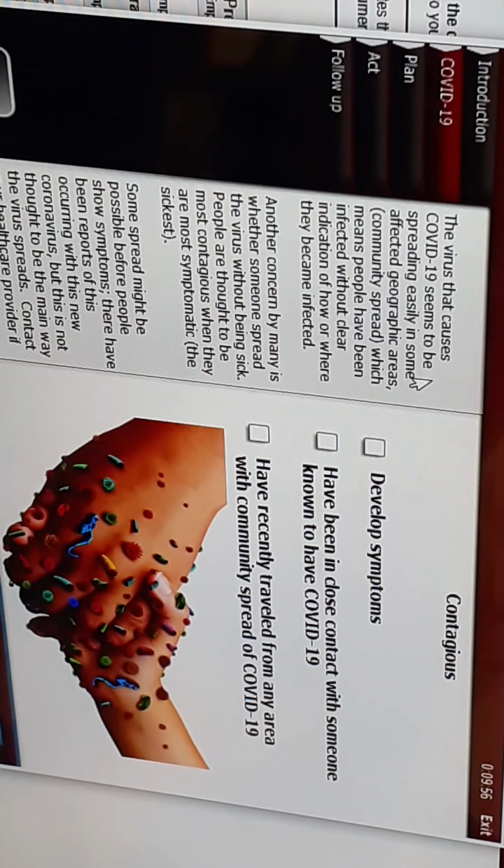The virus that causes COVID-19 seems to be spreading easily in some affected geographic areas, or community spread, which means people have been infected without clear indication of how or where they became infected. Another concern by many is whether someone spread the virus without being sick. People are thought to be most contagious when they are most symptomatic or the sickest. Some spread might be possible before people show symptoms. There have been reports of this occurring with this new coronavirus, but this is not thought to be the main way the virus spreads. Contact your healthcare provider if you develop symptoms, have been in close contact with someone known to have COVID-19, or have recently traveled from any area with community spread of COVID-19.